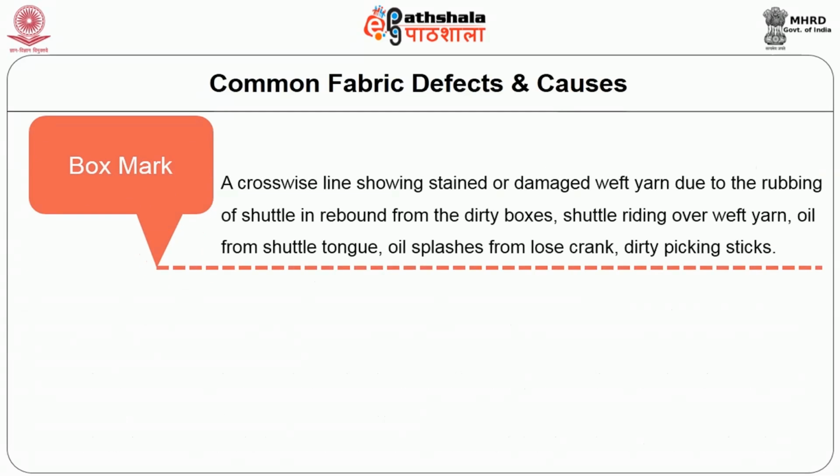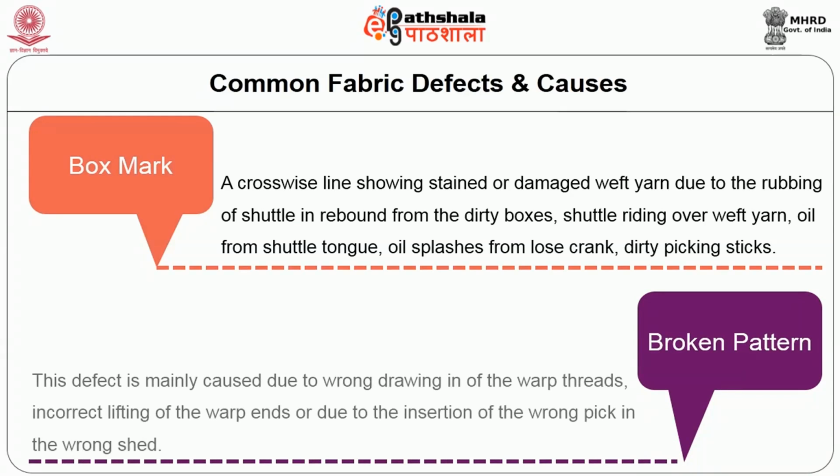Box marks. A crosswise line showing stained or damaged weft yarn due to the rubbing of the shuttle in rebound from the dirty boxes. Shuttle riding over weft yarn, oil from shuttle tongue, oil splashes from the loose crank, dirty picking sticks, etc. are all the causes. Broken pattern. This defect is mainly caused due to wrong drawing in of the warp threads, incorrect lifting of the warp ends, or due to the insertion of the wrong pick in the wrong shed.